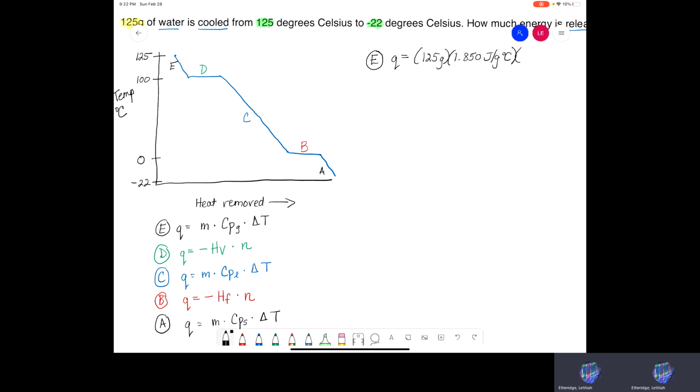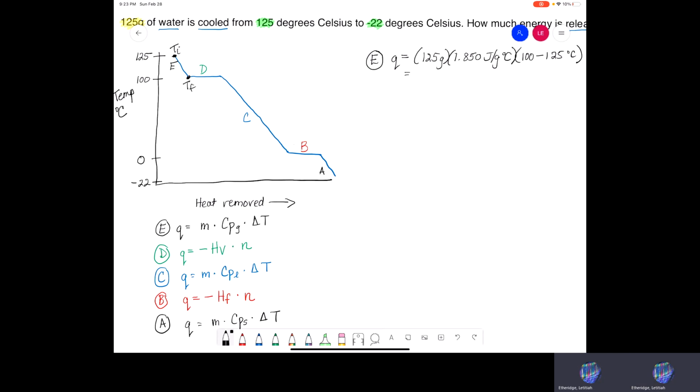Now, temperature, remember, it's a little tricky. We are starting off at 125 degrees. We are ending at 100 degrees for section E. So this is T initial. This is T final. So if it is final minus initial, that's how you're going to write it. Now let's do the math. 125 times 1.850 times. Now don't be concerned about the signs, right? Because it's going to matter. This is going to be times a minus 25.